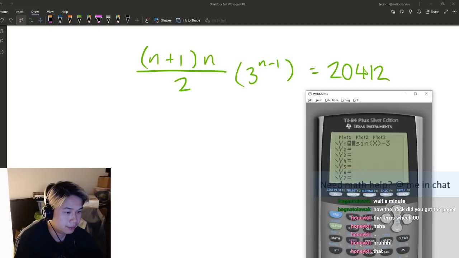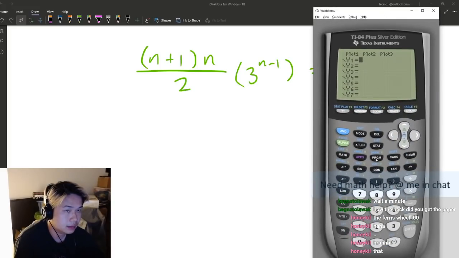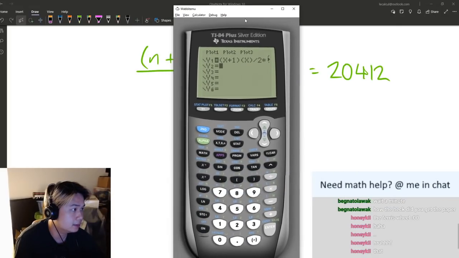So I'm gonna have, what is this? X plus 1 times x divided by 2 times 3 to the power of x minus 1. Okay, and then I'm gonna have a second graph at y equals this number and then find the intersection.